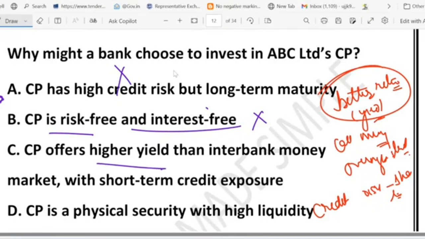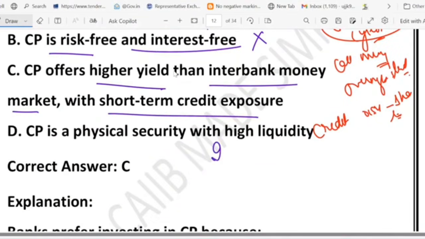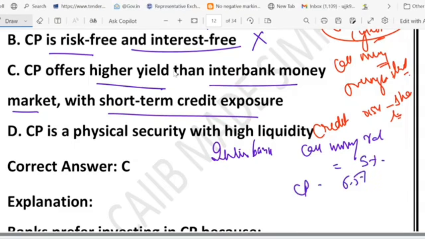Option C says it offers higher yield than interbank money market with short-term credit exposure. Try to understand: CP usually gives better return than call money or interbank lending. And since CP matures in a few weeks or months, the credit exposure is short term, which reduces the risk. Let me give you one example. Suppose the interbank call money rate is 5%, and suppose CP is offering you 6.5%. So the bank earns more, right? The bank is earning more by investing in CP with only 90 days exposure.